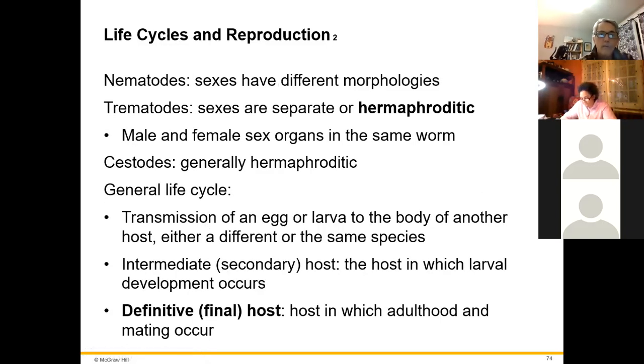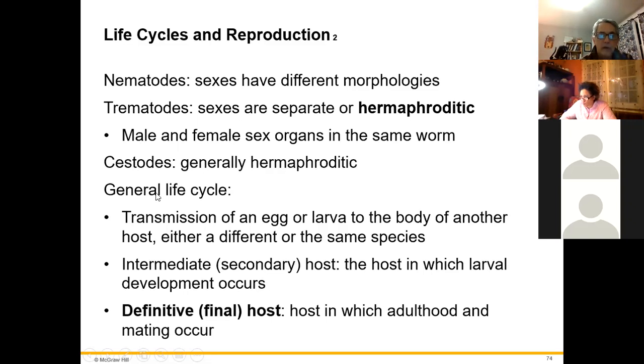Nematodes are one type of parasitic worm. The sexes have different morphologies, in other words, different shapes. In the trematodes, the sexes are separate or they are hermaphrodites, which means the male and female sex organs are in the same worm. The cestode type of parasitic worm is generally hermaphrodite.